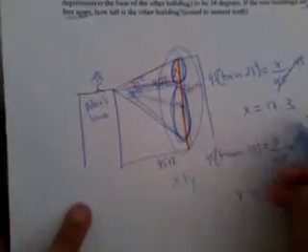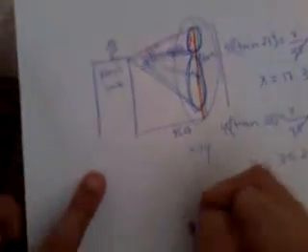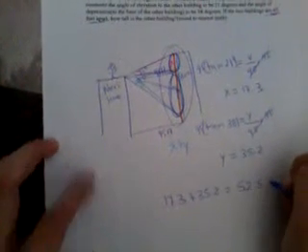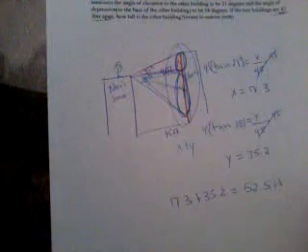So now to find the total, we have to add x plus y. x is 17.3, and y is 35.2. So when we add them together, we get 52.5 feet, and that's our answer.